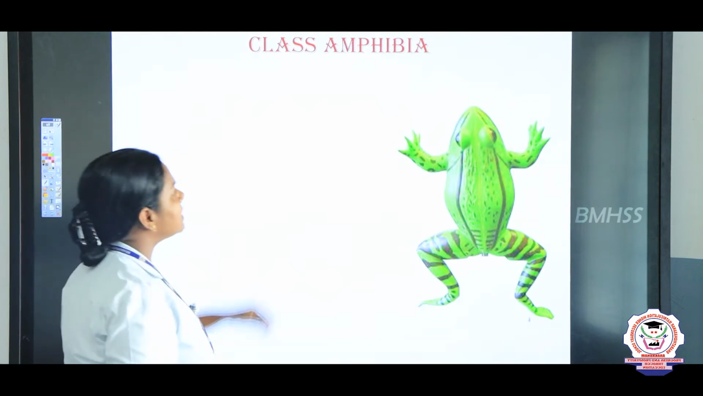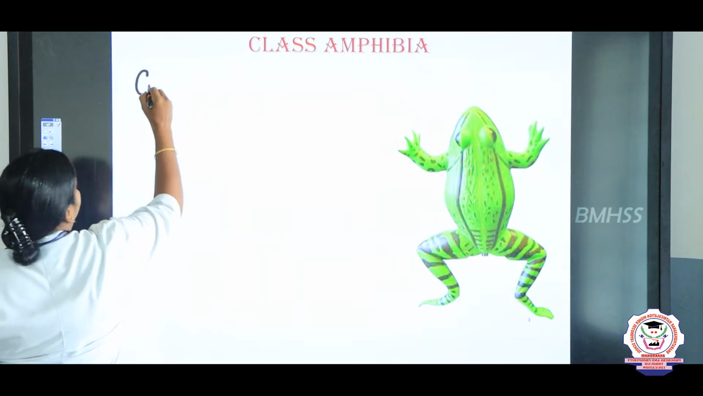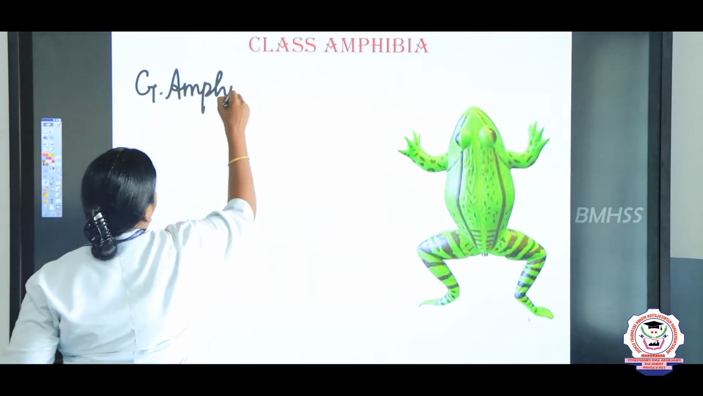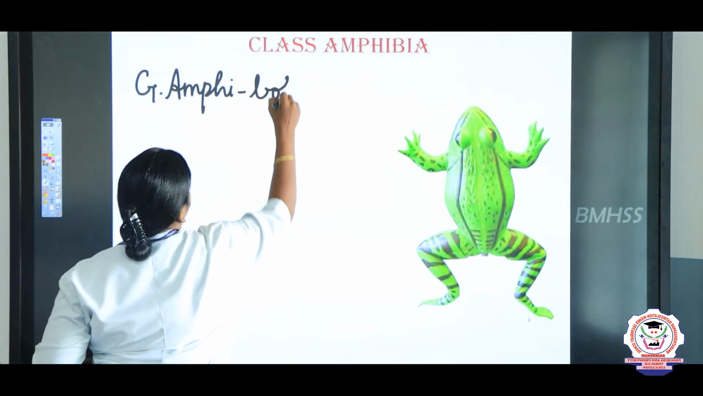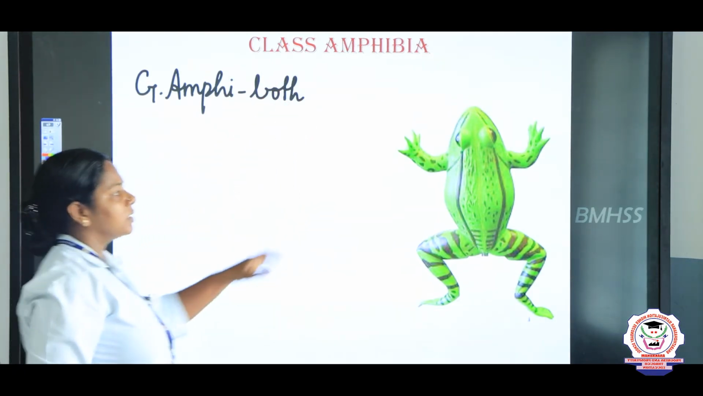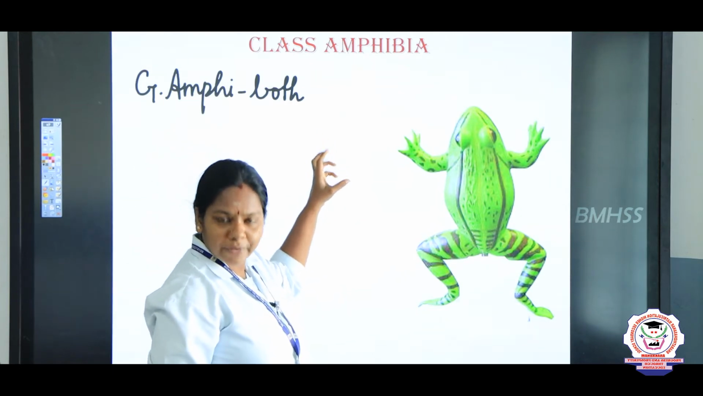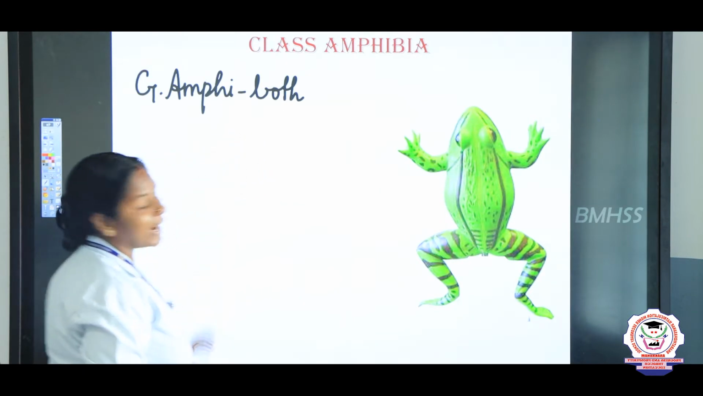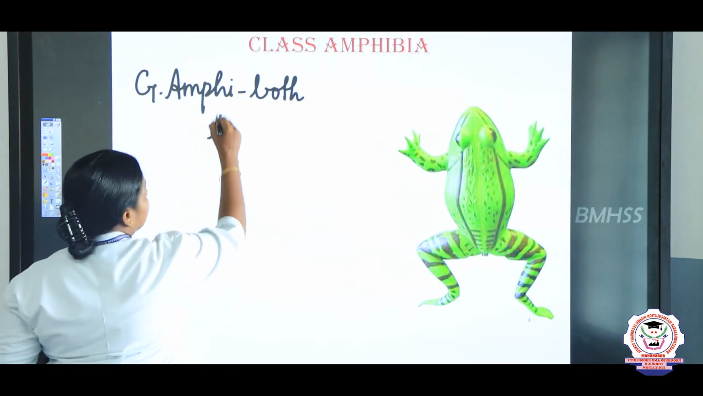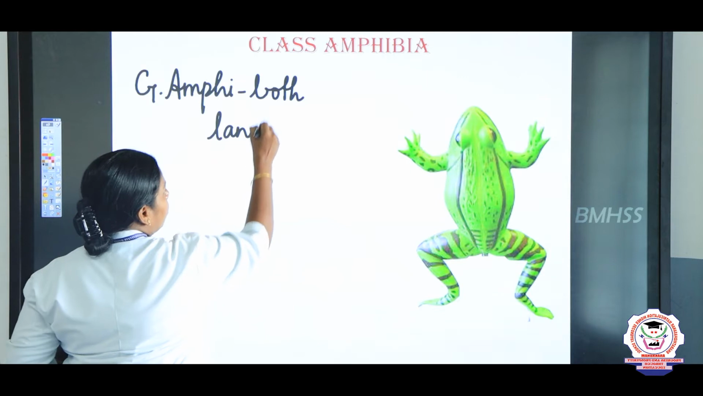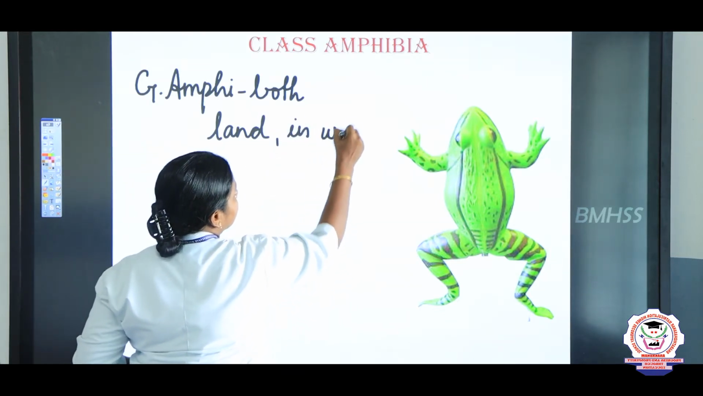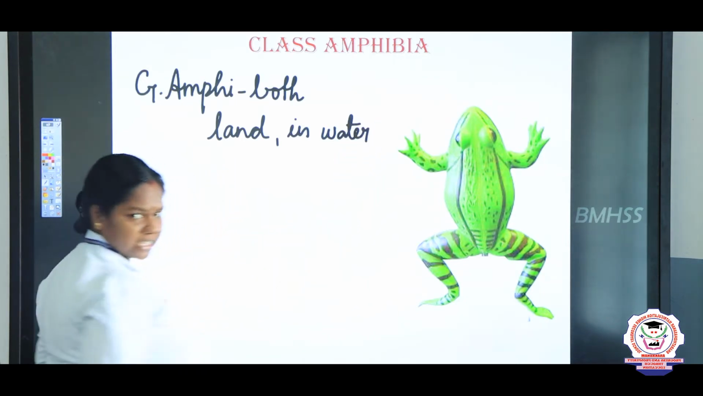So what does class Amphibia mean? In Greek, amphi means both. Amphibians are the first terrestrial vertebrates. They can survive in both land and water. You can see the frogs, they can live both on land and in water, so they are said to be amphibians.